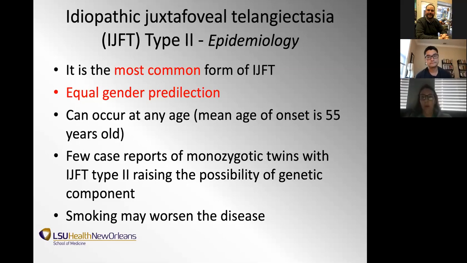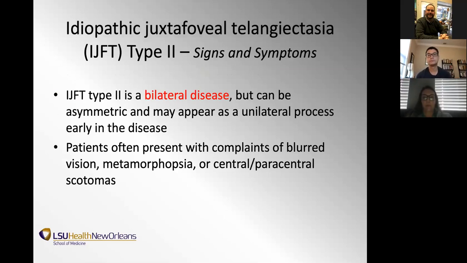The gender predilection is equal for this type. It can occur at any age. Mean age of diagnosis is 55 years old. There's some genetic component to this type as well, and smoking may worsen the condition. It's a bilateral disease, but it can be asymmetric and may appear as a unilateral process early in the disease process. Patients often present with complaints of blurred vision, metamorphopsias, or central or paracentral scotomas, just like our patient. She presented with a central scotoma in her left eye, and her disease was also asymmetric, her left eye being the worst eye at presentation.